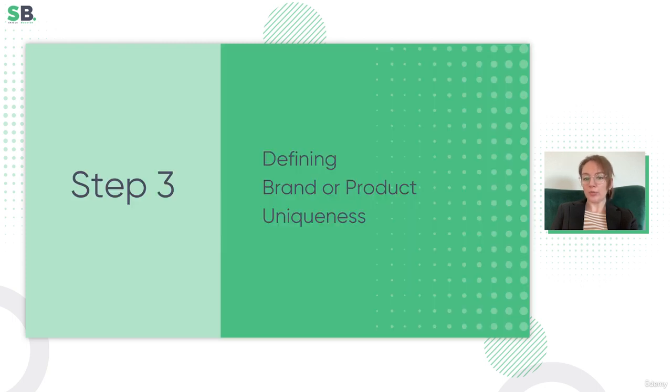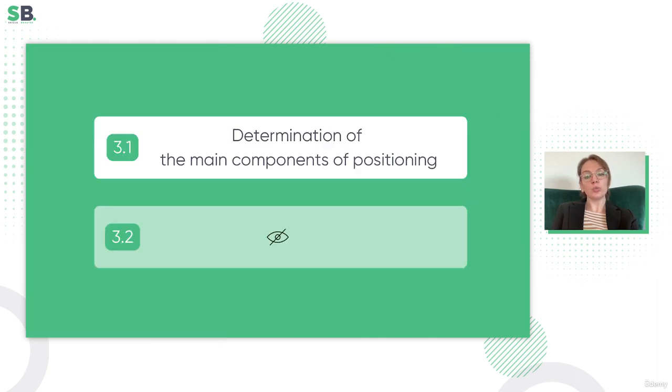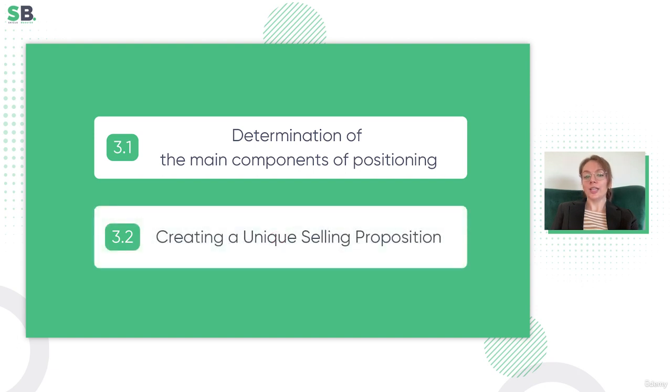The third step is defining brand or product uniqueness. At this stage, we need to determine the main components of positioning, aligning them with customer perceptions and expectations, and create a unique selling proposition that distinguishes our brand or product, focusing on benefits that solve customer problems.